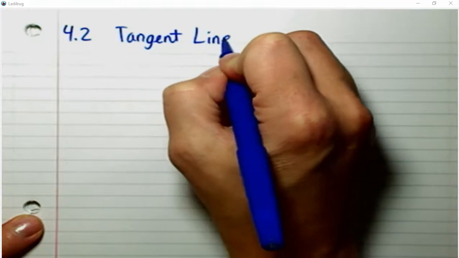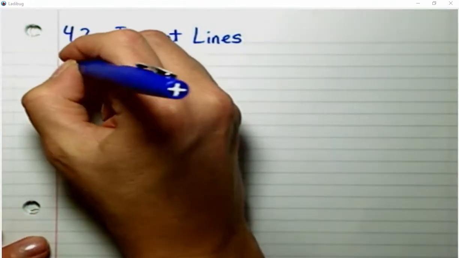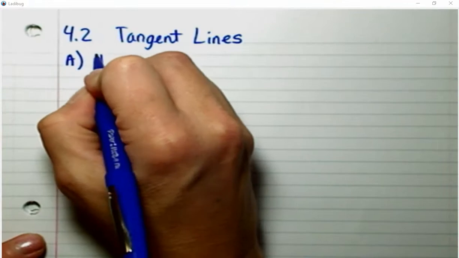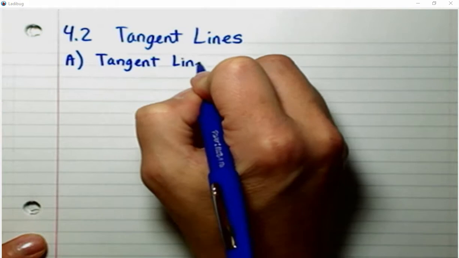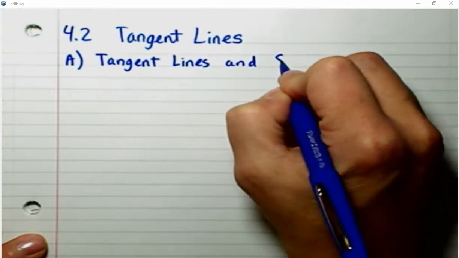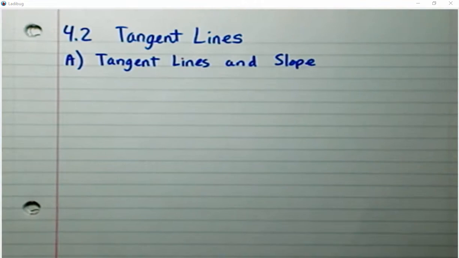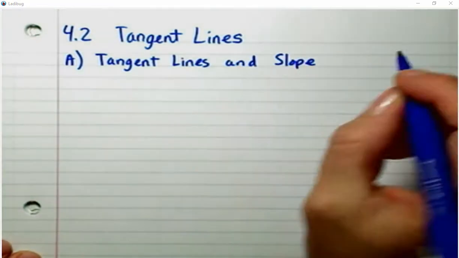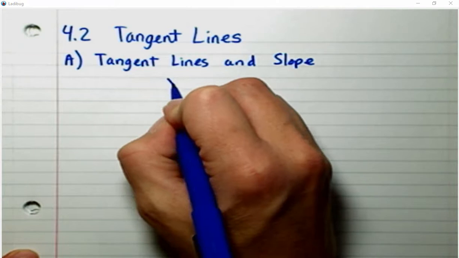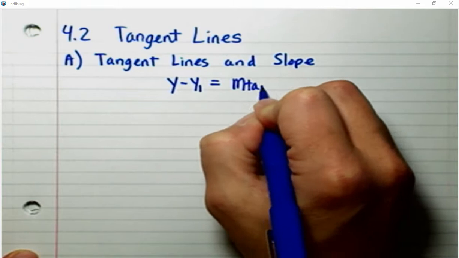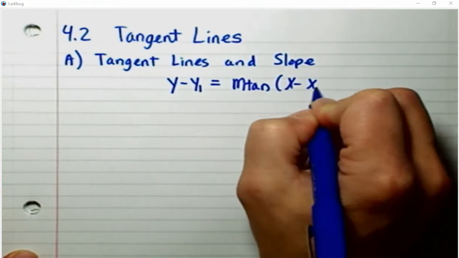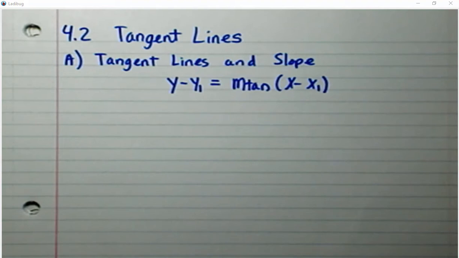Tangent lines. Okay. A. Just going to look at tangent, line, and slope. So all I'm really going to do here is just write the equation of a tangent line, just so that we can look back and reference it. Okay, so we have y minus y1 equals tangent slope x minus x1. Okay, that's the equation of a tangent line.